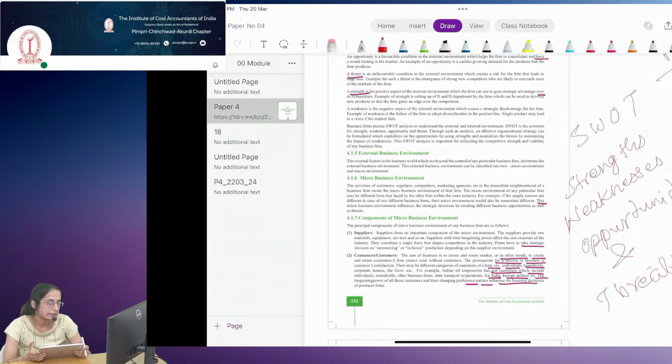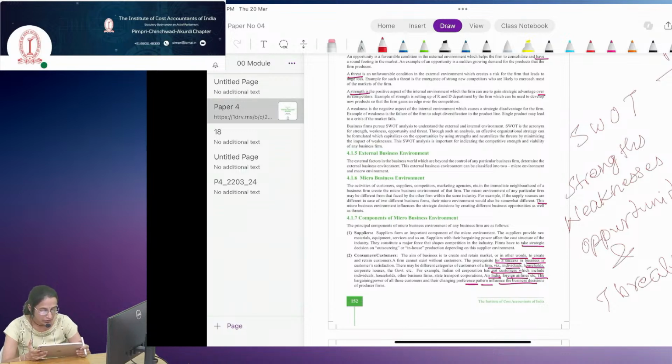Micro means relating to a specific individual household or a single organization. We will see how these external factors, that is, the factors which are beyond the control of the organization, will affect the organization. The activities of customers, suppliers, competitors, marketing agencies, etc. in the immediate neighborhood of a business firm create the micro business environment of that firm.